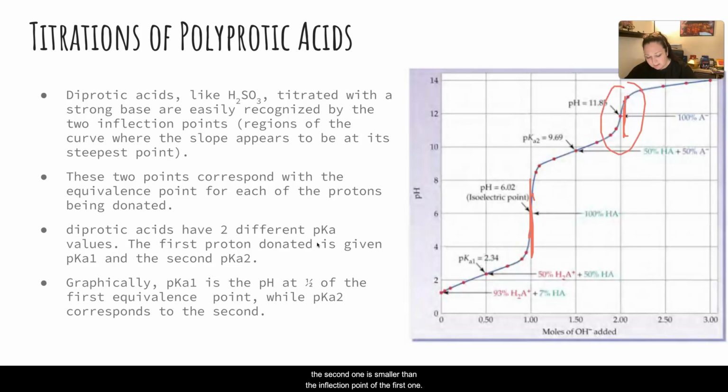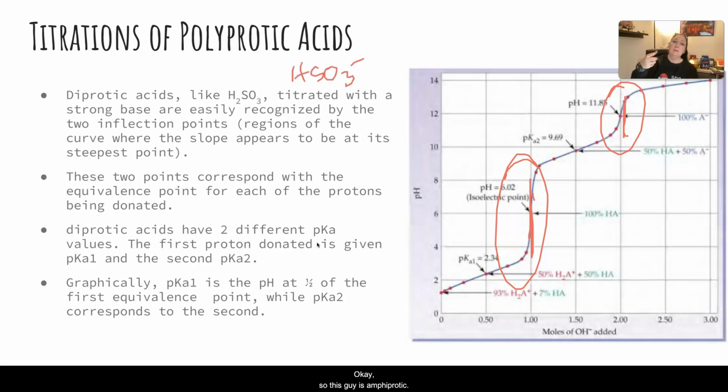Notice the inflection point of the second one is smaller than the inflection point of the first one. Well, of course it is. You give off one of your protons the first time, then your conjugate base can still be acidic, even though it's a base. It can still be acidic if it has an acidic proton, like this one.